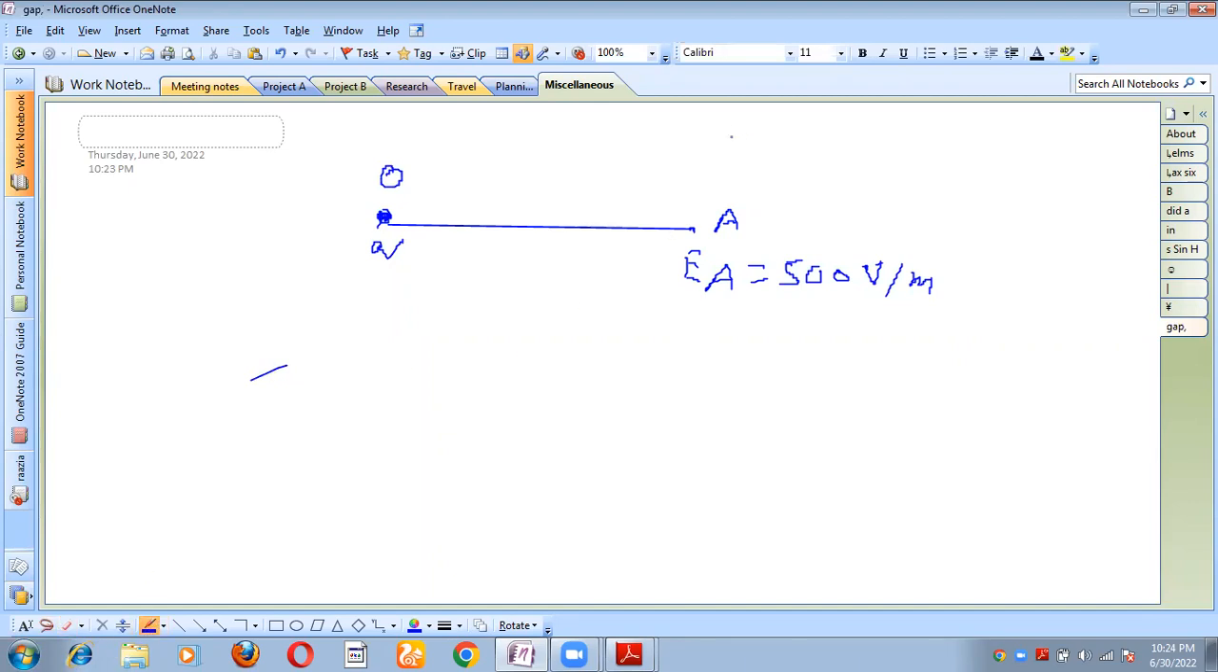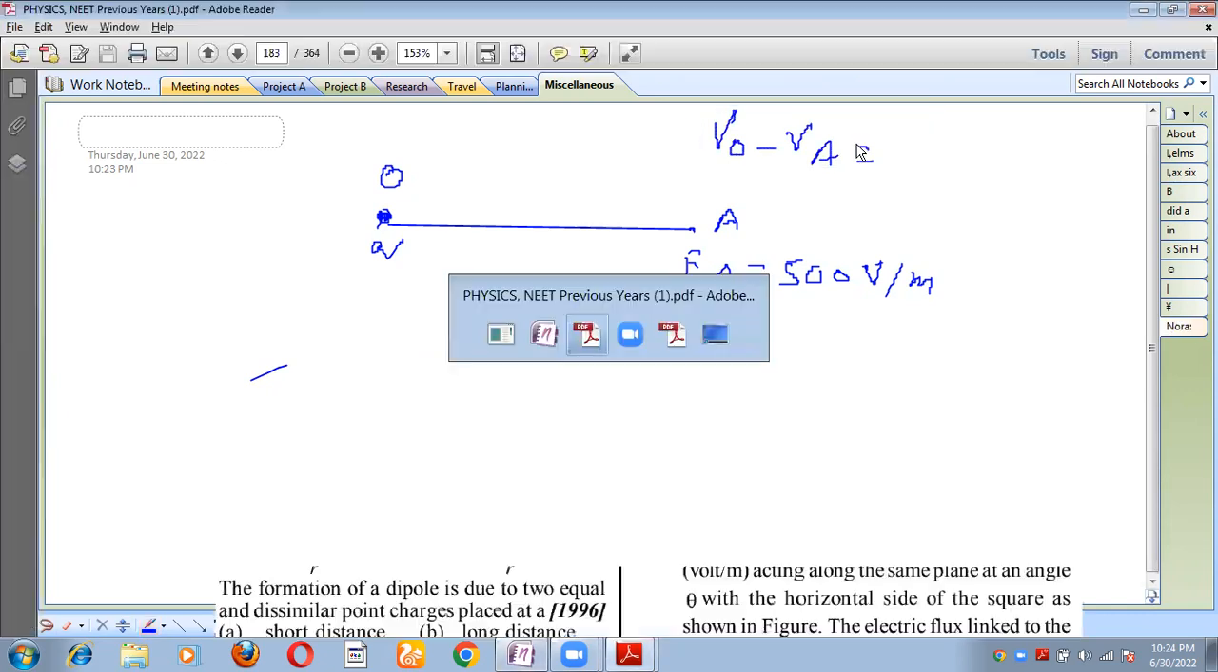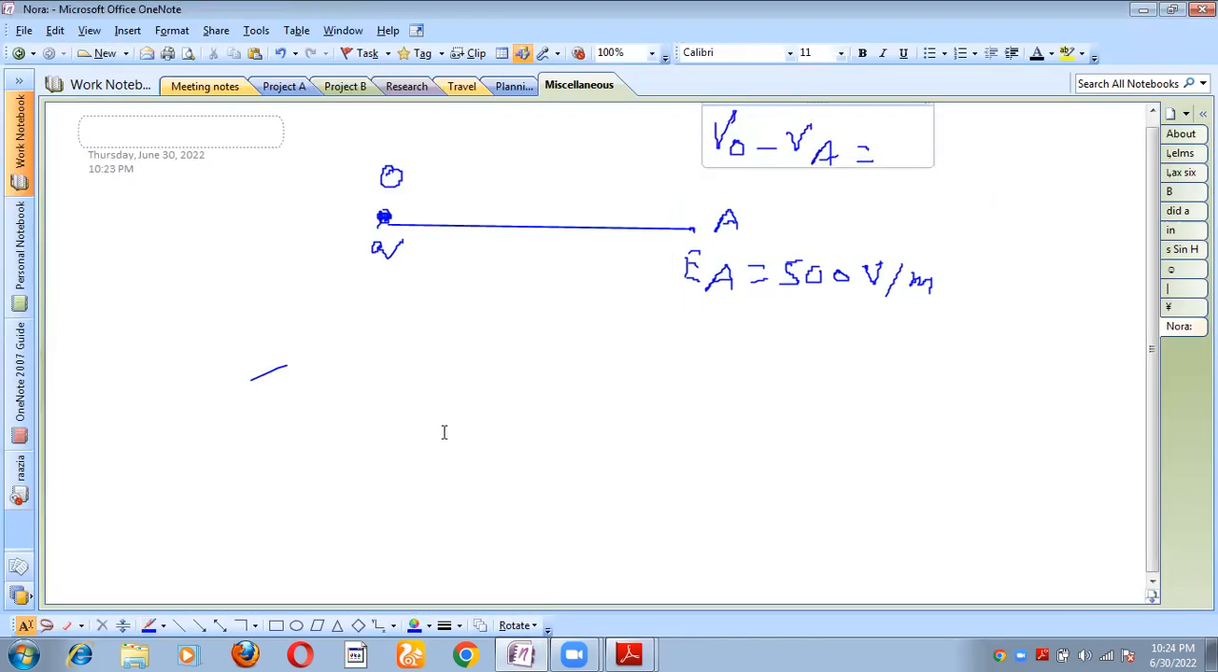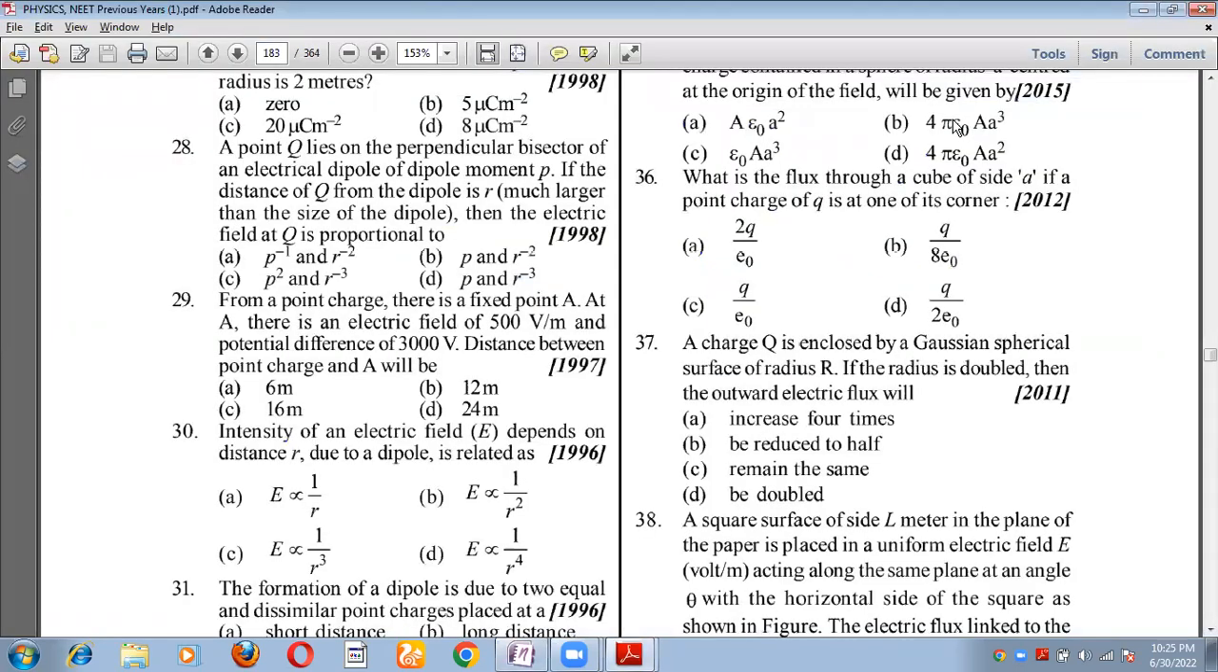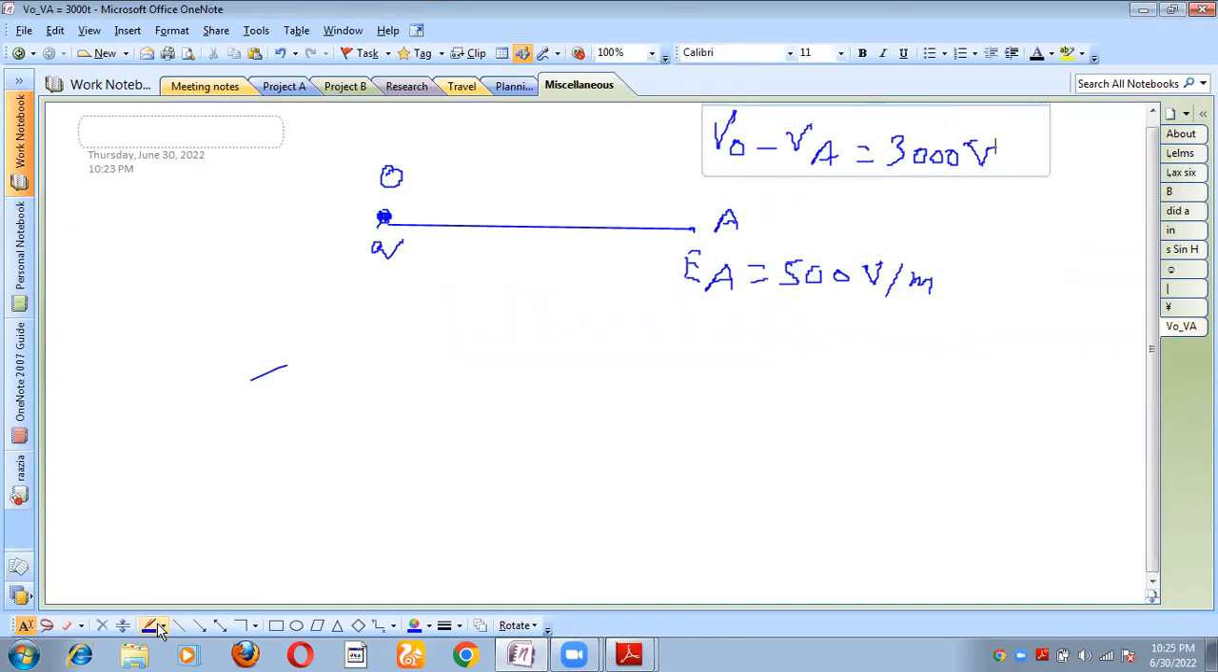Suppose the potential difference VO minus VA is given in the question as 3000. The potential difference between point O and A is given as 3000 volt. Electric field is given, potential is given. Find the distance of the point charge. Suppose the distance of the point charge from O to A is R. So we have to find this distance.